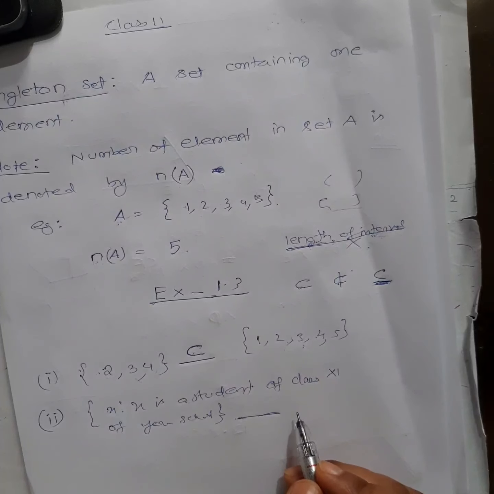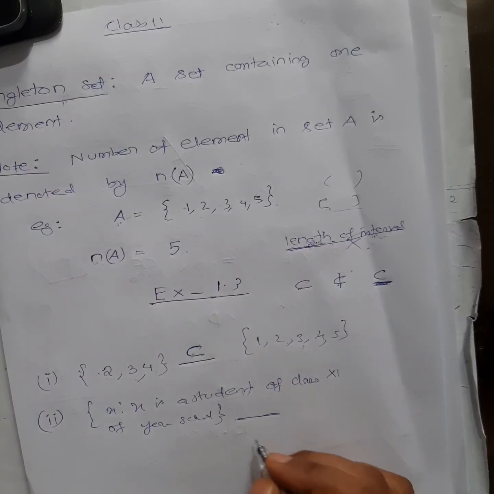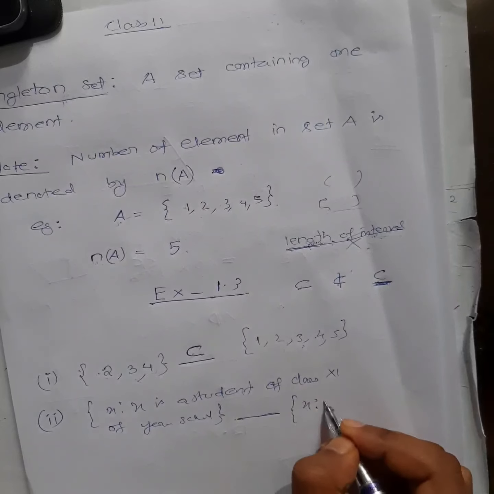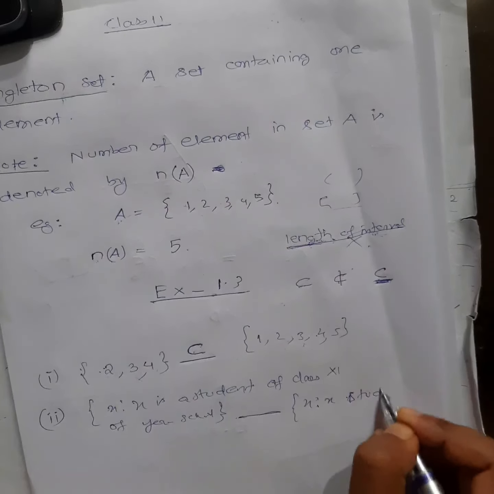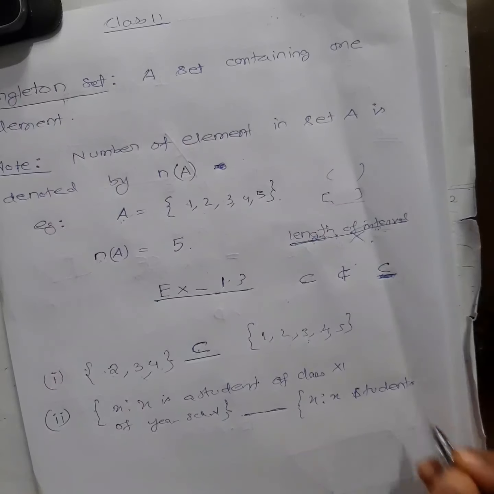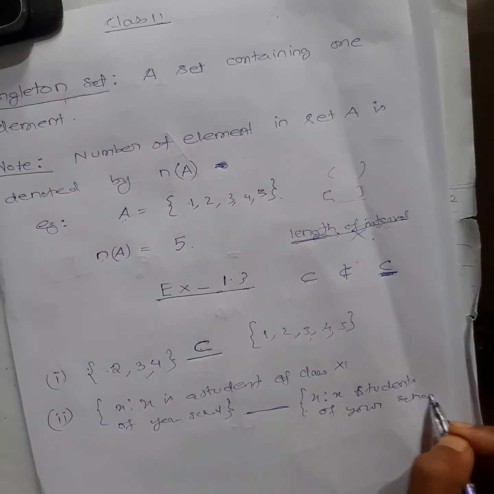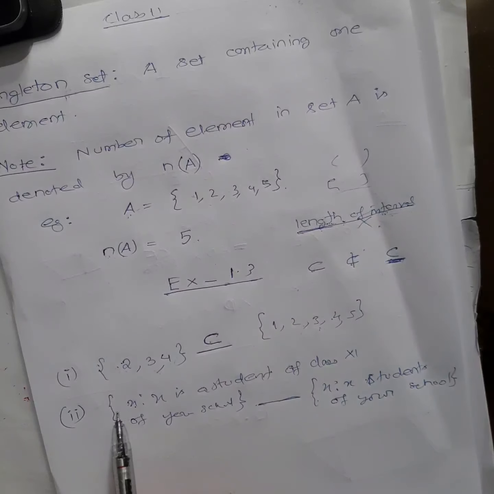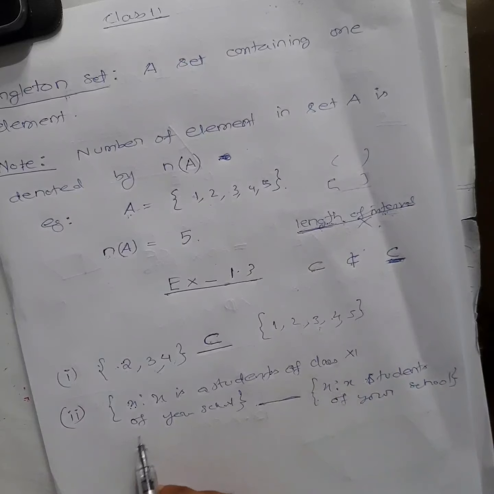Next, what is the set? X, student of your school. Here the element is X, and what is X here? X is a student of your school. So see the statement carefully. What is given here, the element is X. What is X here? X is a student of class 11 of your school.